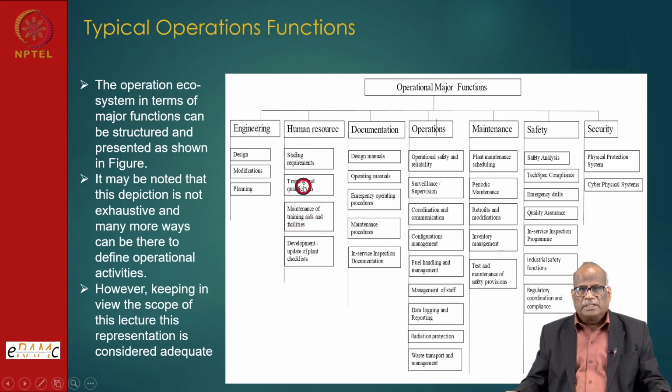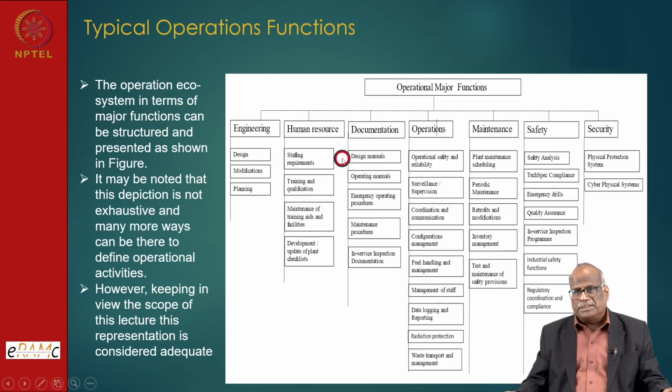Staffing requirements, training and qualification and its evaluation, maintenance, testing and all. So how much maintenance is contributing to the plant availability, or trips and all that. So that can be evaluated. Development and update of checklist. Checklist means we are interfacing with the human factor. So whether the human has been given the right checklist, or are we modifying or updating it all across.